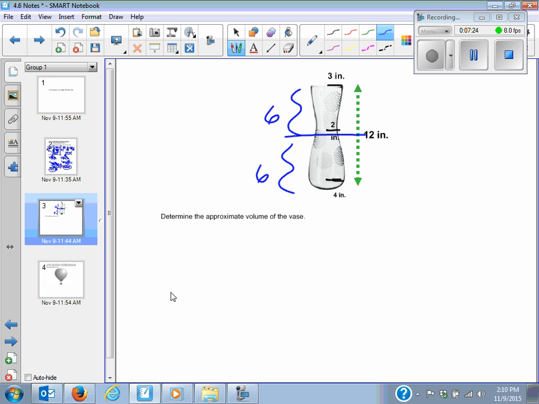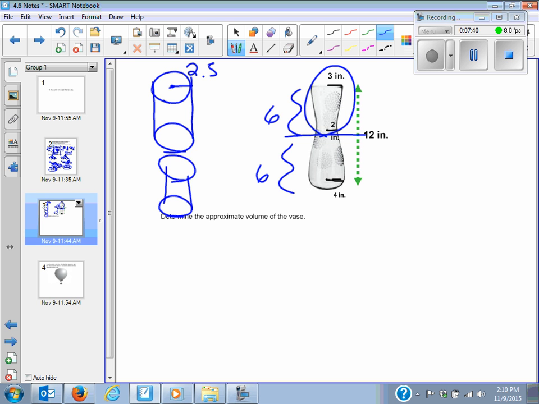So again, let's try to draw these out. If I have a cylinder, there we go. My radius up top would be 2.5. I'm splitting the difference between these two. And then my bottom cylinder is going to be split between 2 and 4, so it would be a radius of 3 inches. And it's still going to be 6 high, 6 high.